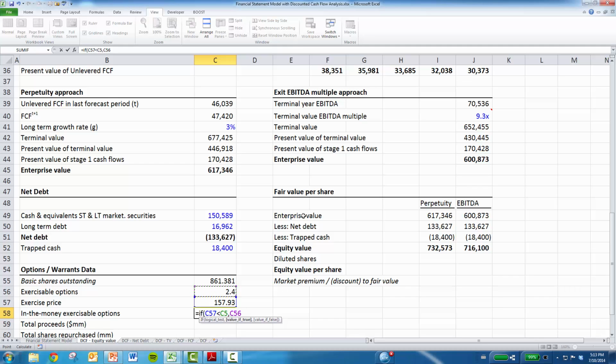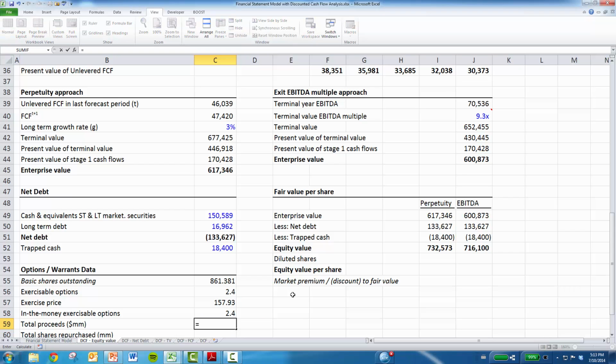Just because they're exercisable doesn't mean that they're exercised. Imagine if the exercise price was $900. Well, certainly no one in their right mind would exercise at $900 a share. So if it is in the money, where the exercise price is less than the current share price, then we exercise. Otherwise, we do not, and there would be no exercisable options here.